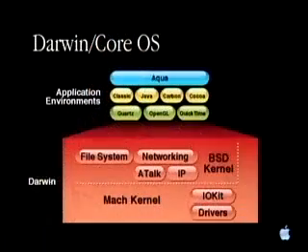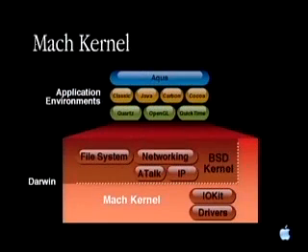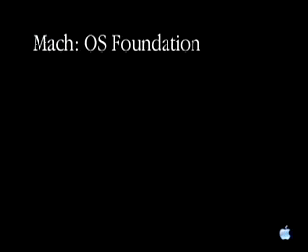So we're going to spend a little bit of time doing a tour of the Core OS and the various components that are part of it. First of all, this gives you a bit of an exploded view of that Darwin layer of the system, and there are a number of pieces that make it up. We're going to start by talking about Mach. Mach is the actual foundation layer of the system.